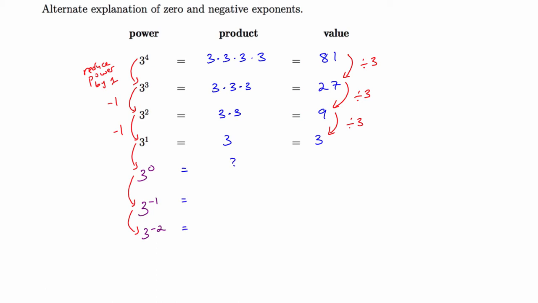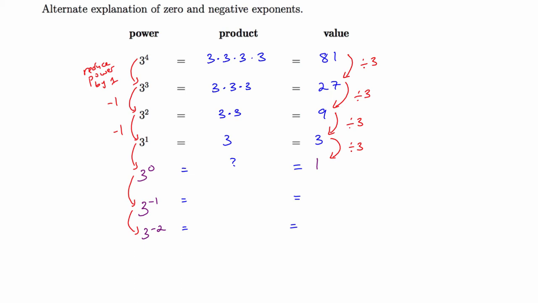What in the world could 3 to the 0 mean as a product, since we're saying we don't have any 3s? Well, if we ignore that column for the moment and take a look over at the value column, this will make sense. What is 3 divided by 3? When we jump from 3 to the first to 3 to the 0, we need to divide by 3. Well, 3 divided by 3 is 1.